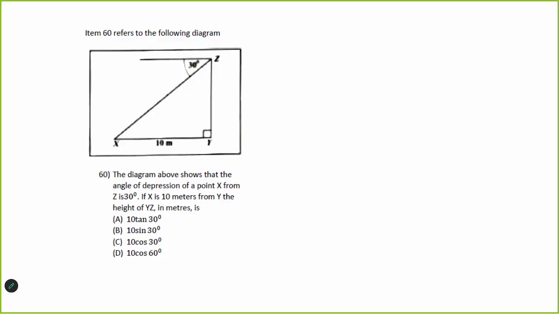This one here is not a repeated question, but it's a similar question. The diagram above shows that the angle of depression is 30. So this is 30, and this is 90. 90 plus 30 is 120, and then 180 minus 120 is 60. So this is 60 degrees.